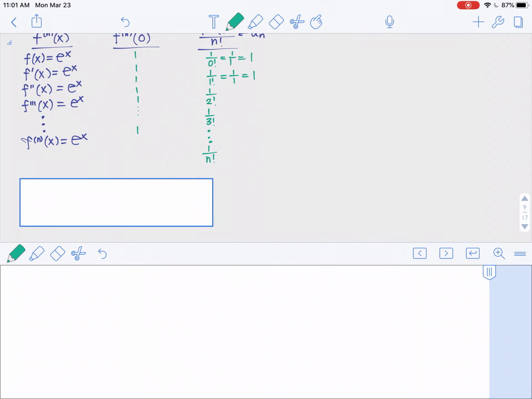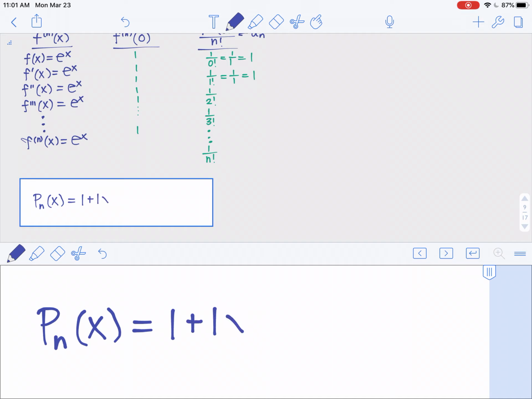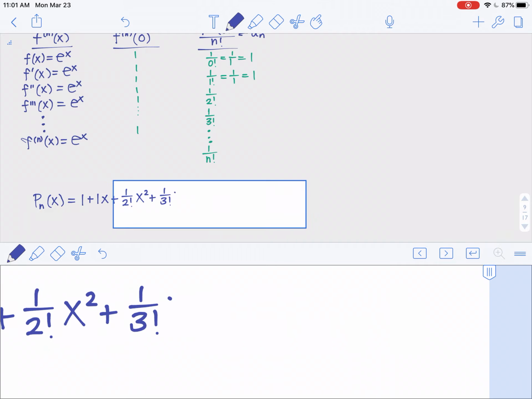So if I want to build the nth degree Taylor polynomial centered at 0, it would look like this. It would be the first coefficient, 1, times x to the 0, which is another 1, plus the next coefficient, 1 times x to the first, plus the next coefficient, 1 over 2 factorial x squared. The next coefficient, 1 over 3 factorial times x cubed, and I can go on so on and so forth. And the last one would be 1 over n factorial times x to the n. And so that would be the nth degree Maclaurin polynomial for the function e to the x.